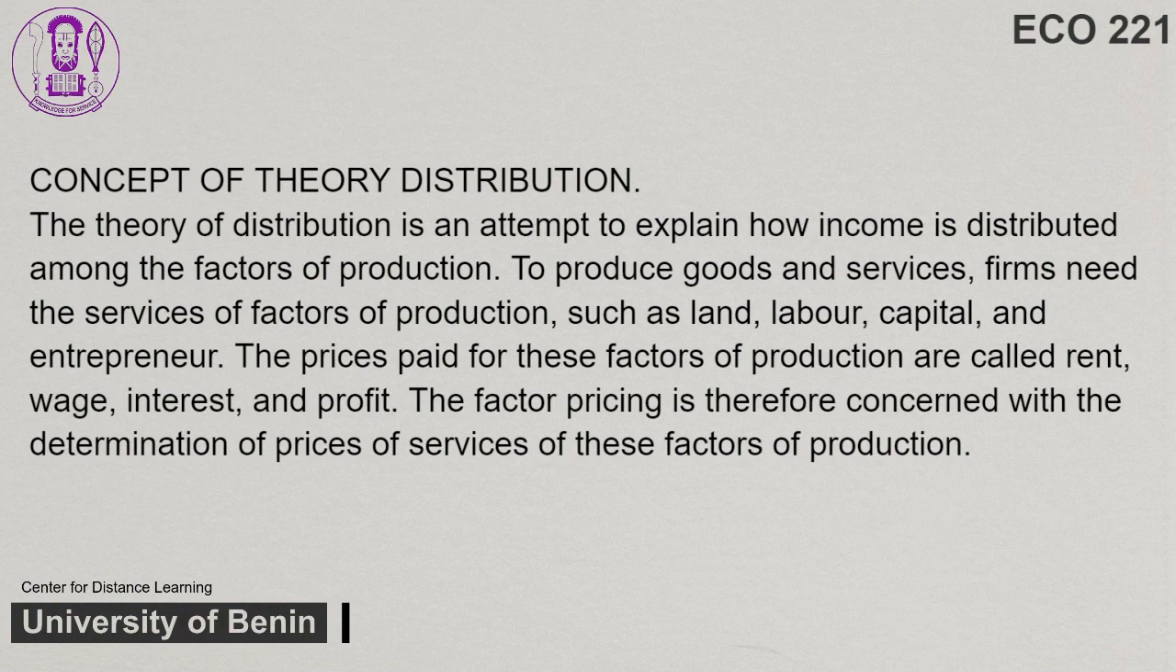Concept of theory of distribution. The theory of distribution is an attempt to explain how income is distributed among the factors of production. To produce goods and services, firms need the services of factors of production, such as land, labor, capital, and entrepreneur. The prices paid for these factors of production are called rent, wage, interest, and profit. The factor pricing is therefore concerned with the determination of prices of services of these factors of production.